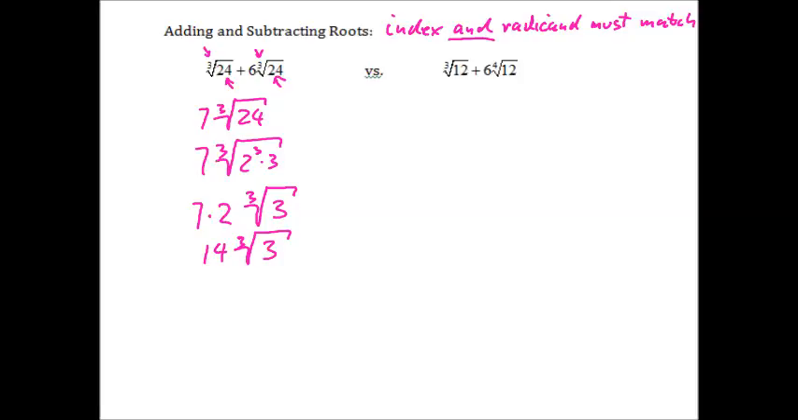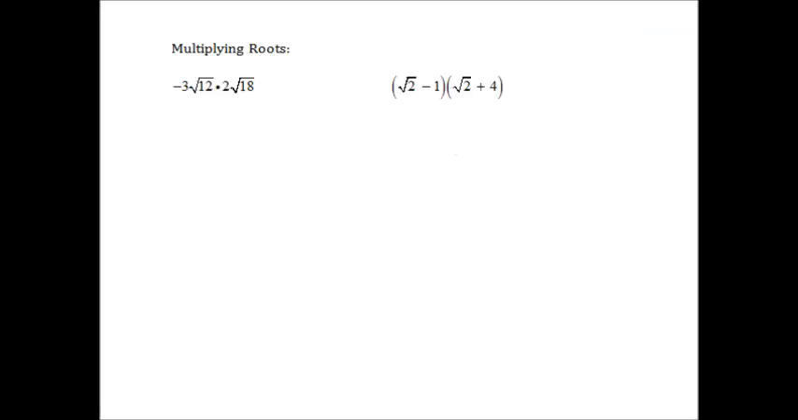In our example on the right, the radicands match. Unfortunately, however, the indices don't. We got a 3 and a 4, and therefore we cannot do anything. We cannot add these two terms. That's too bad. Alright, then let's move on to multiplying roots. Multiplying roots is much easier because here only the index must match.